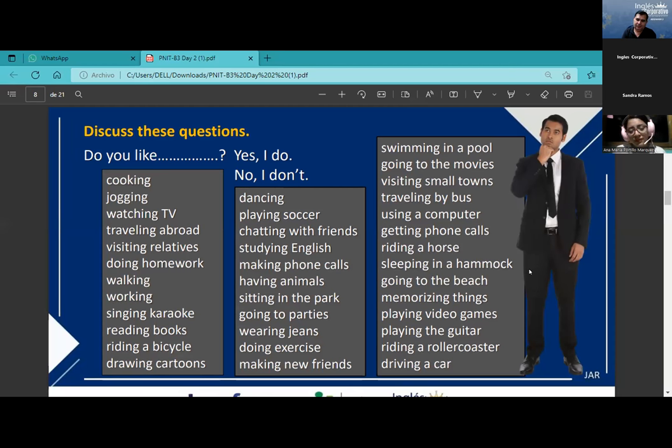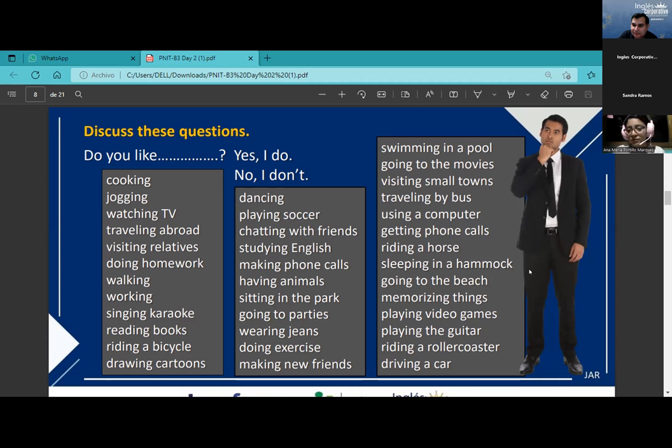Kenya, do you like visiting relatives? Yes, I do. Esmeralda. Relatives? Visiting relatives, okay. Relatives. Gracias. Teacher. No problem. Gracias. Esmeralda, do you like traveling abroad? No, I don't.